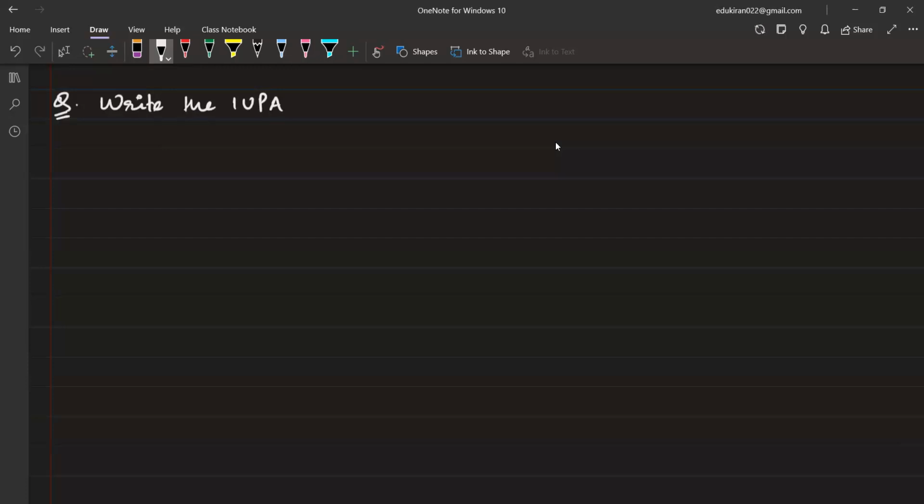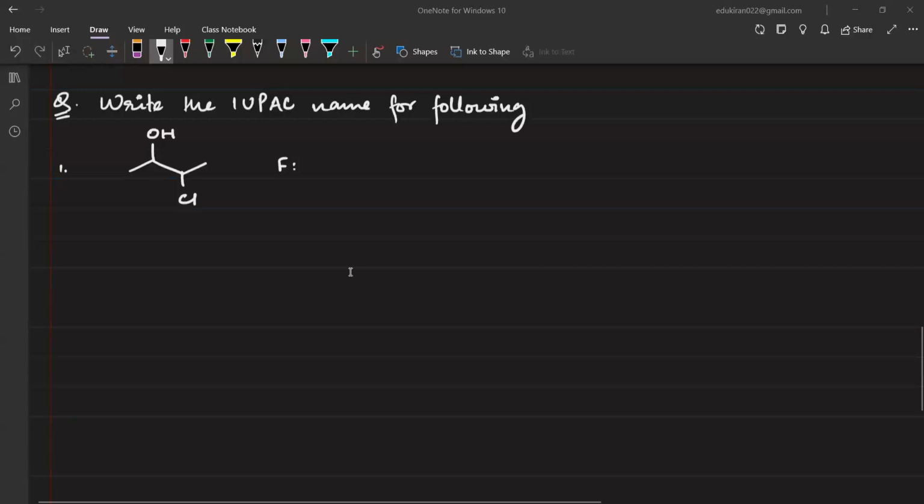Write the IUPAC name for the following. Okay. So, for example, if you have something like this, here you have Cl. So it's very simple. You have a functional group. Functional group is what? Tell me, guys, all of you. What is a functional group? You can write in the chat. You can also scream. You can turn your mic on and tell me, or you can write in the chat. Yes. Functional group is what?